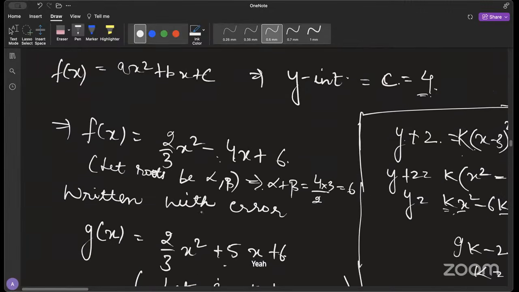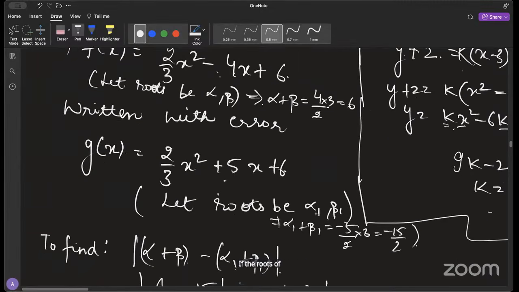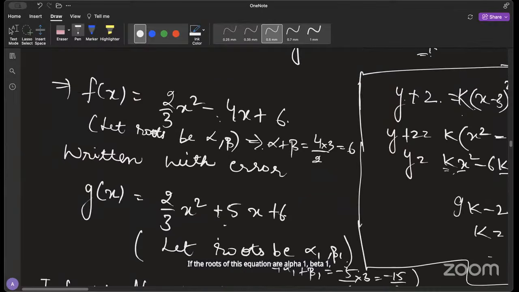Yeah. If the roots of this equation are alpha 1, beta 1, and the roots of the correct equation are alpha and beta, the sum of roots is given by minus b by a, right? What's minus b by a from here? So minus b is 4, a is 2 by 3. So 4 divided by 2 by 3, you get 6 here. That means sum of roots should be 6. So alpha plus beta should be 6.